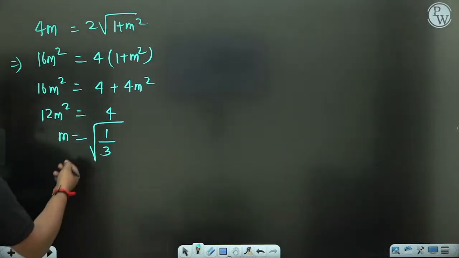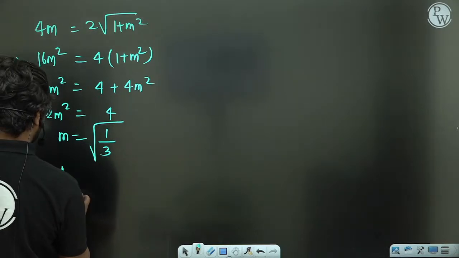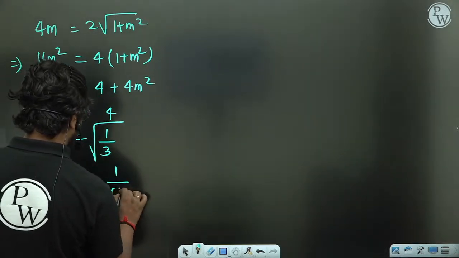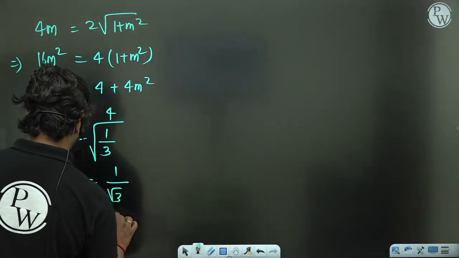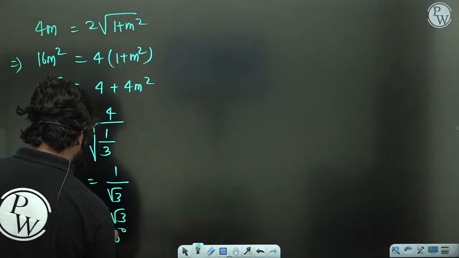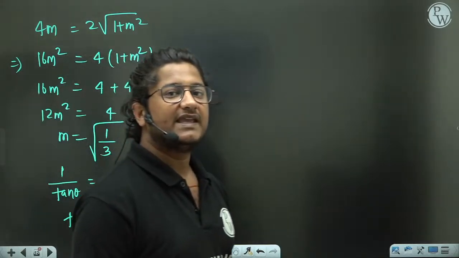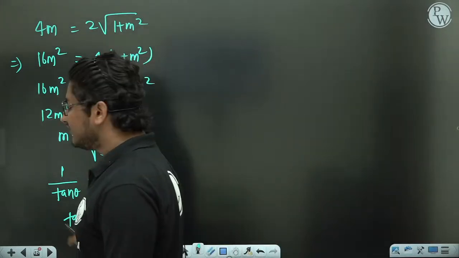Now you know that m is basically equal to what? m is basically equal to 1 by tan theta, na? And that is equal to 1 by root under 3. So that means tan theta is equal to root under 3. That means theta equal to 60 degree. So this becomes a condition for the hydraulic efficient section in a trapezoidal section. Theta will be 60 degree.